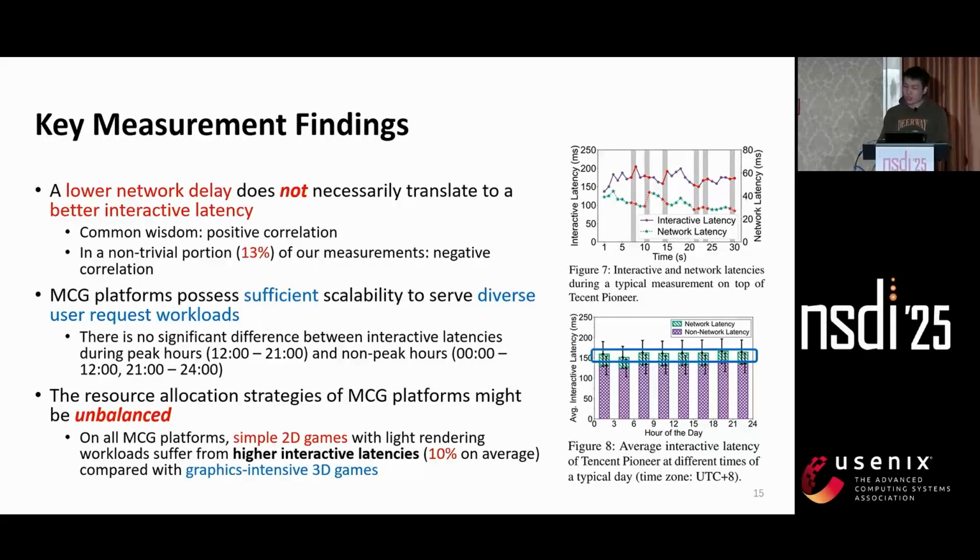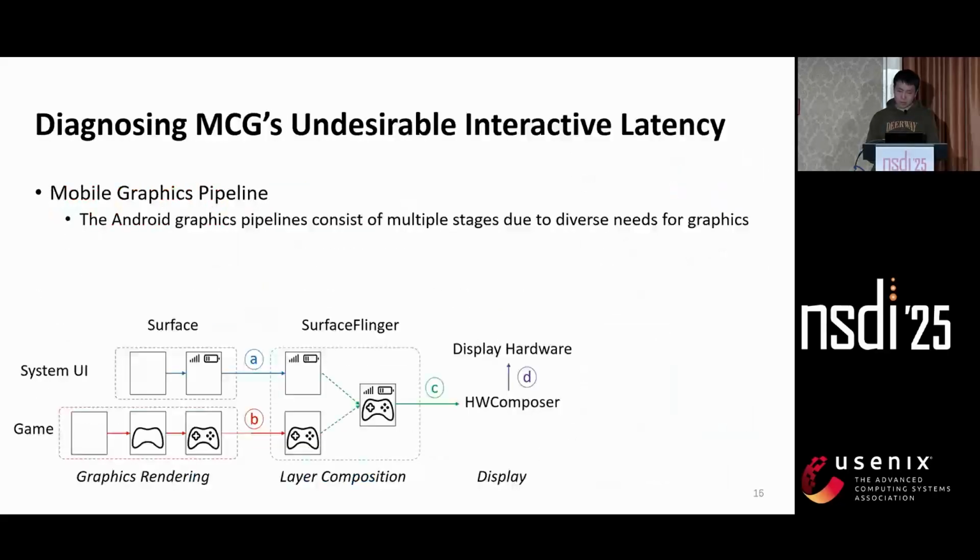As for the game workload, we know that on all MCG platforms, simple 2D games with light rendering workloads suffer from higher interactive latencies compared with graphics-intensive 3D games. According to existing documents of some MCG platforms, we suspect that this might be owing to unbalanced resource allocation strategies. To discover the root causes behind the above observations, we first explore the mobile graphics pipeline.